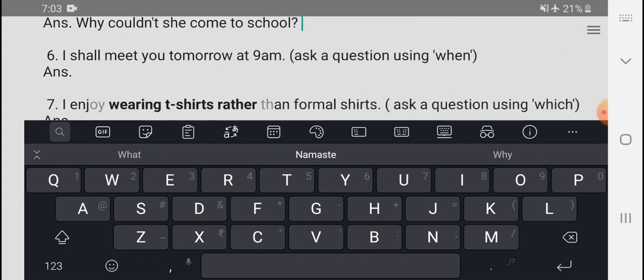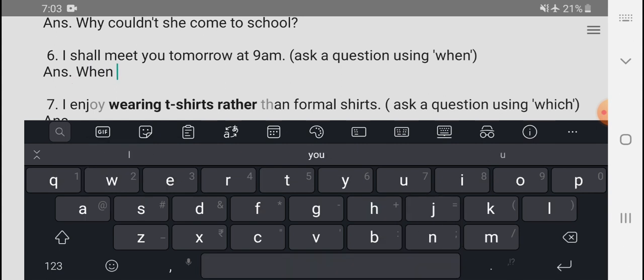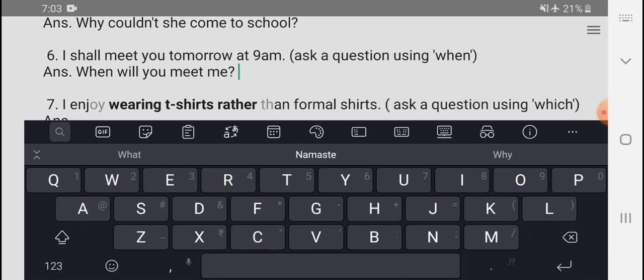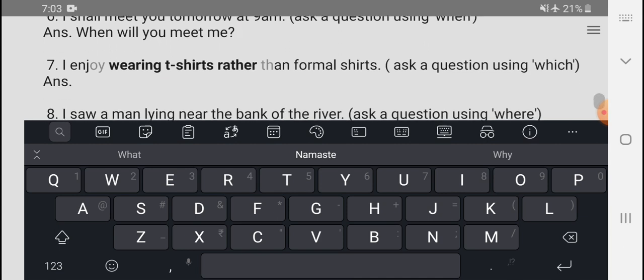In example 6, you can see I shall meet you tomorrow at 9 a.m. Ask a question using when. Answer for this is at 9 a.m. So when will you, if I is written, we must use you. When will you meet me? Answer would be I shall meet you tomorrow at 9 a.m.